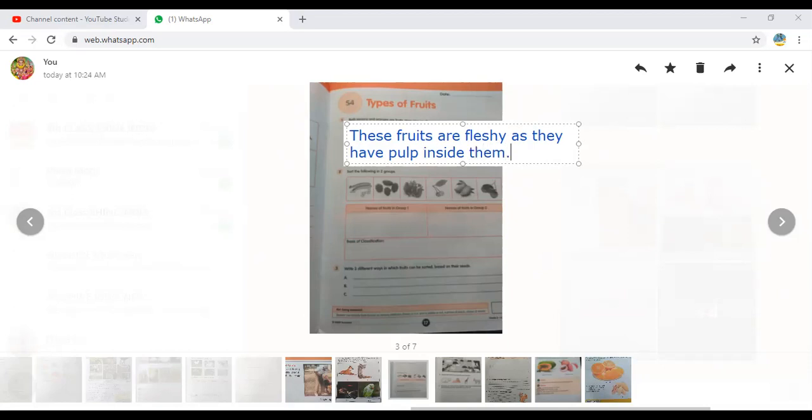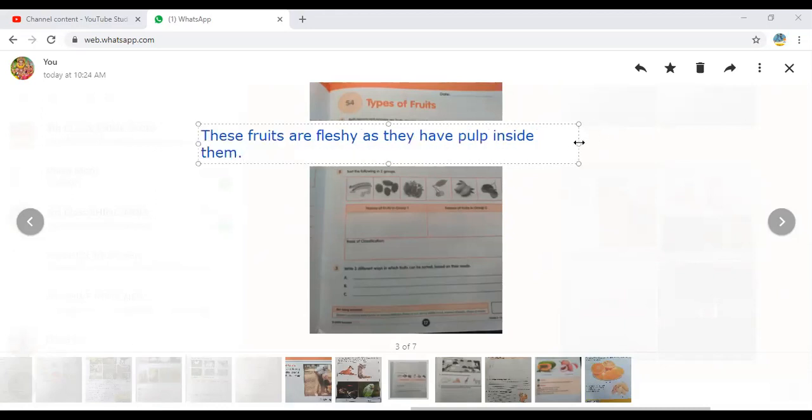Yes, I hope the answer is clear for you children. These fruits are fleshy. These are two fruits, either the lemon or orange. Both are fleshy fruits. So these are same, similar means same.